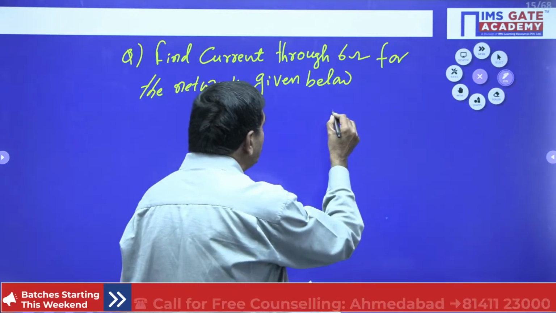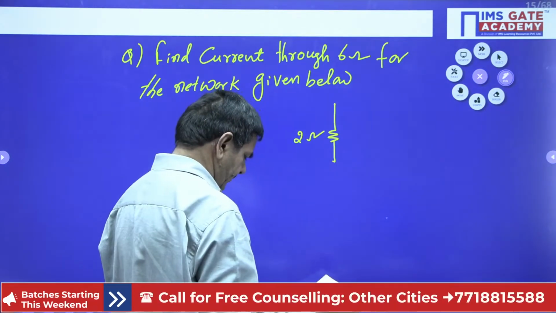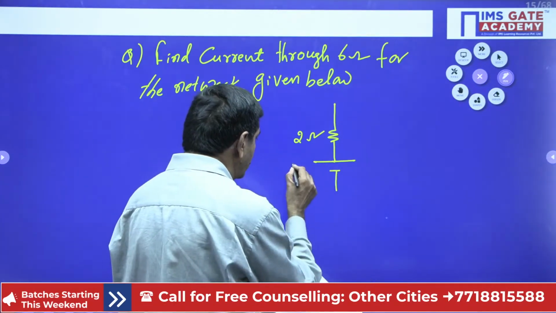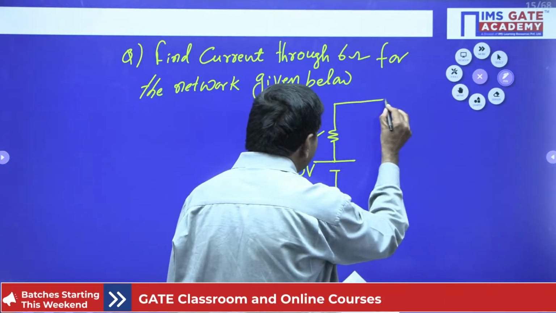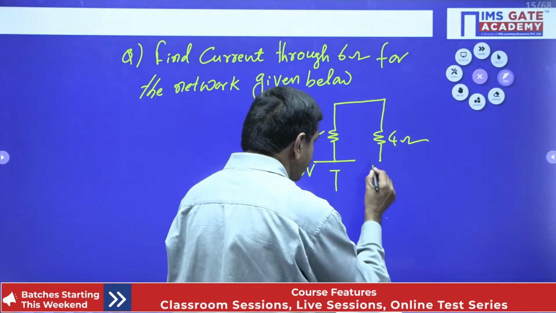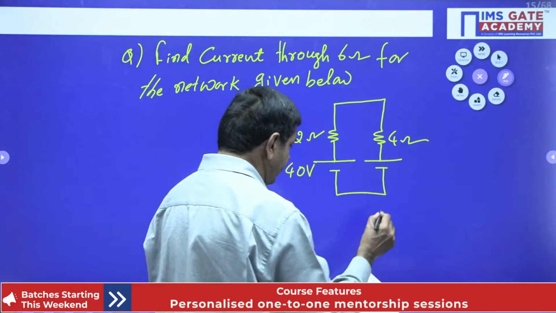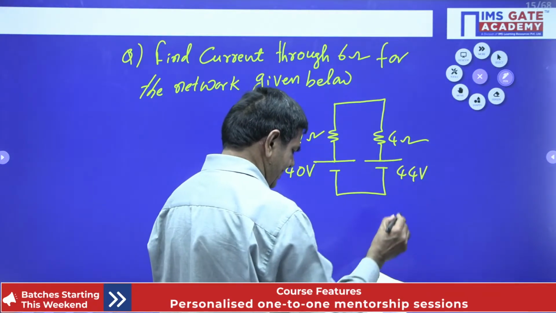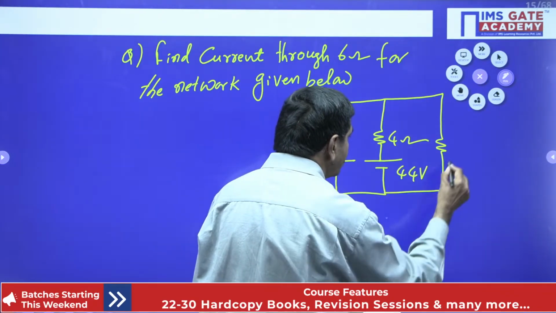Here it is connected with a 2 ohm resistor and also connected with one battery here. This is 40 volts. This side it is connected with a 4 ohm resistor, and connected with one more battery here. This voltage is given as 44 volts. Here a 6 ohm resistor is given.